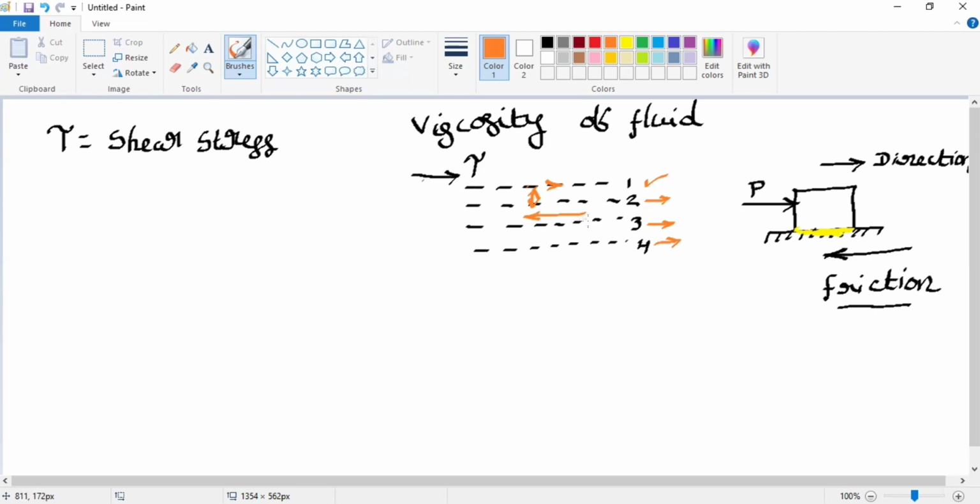That opposing, resistance property is called the viscosity of the fluid. That resistance to motion by the adjacent layers is called the frictional force.